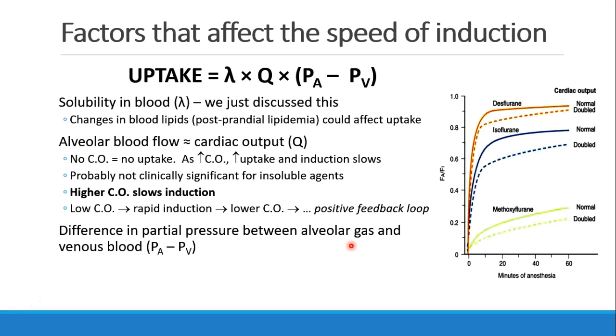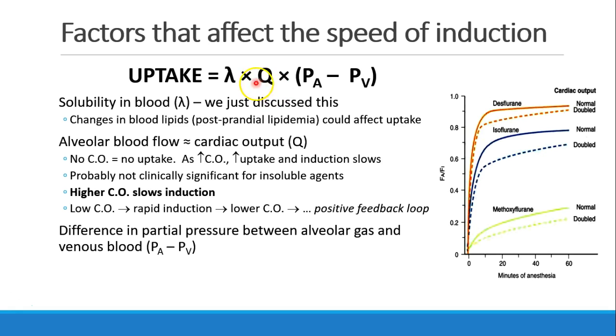One more time, uptake is determined by solubility, pulmonary blood flow, and the pressure gradient between the lungs and the pulmonary circulation. These are all factors that affect uptake, and therefore factors that affect speed of induction. So we've talked about solubility: when solubility is high and uptake is high, then induction will be slower.